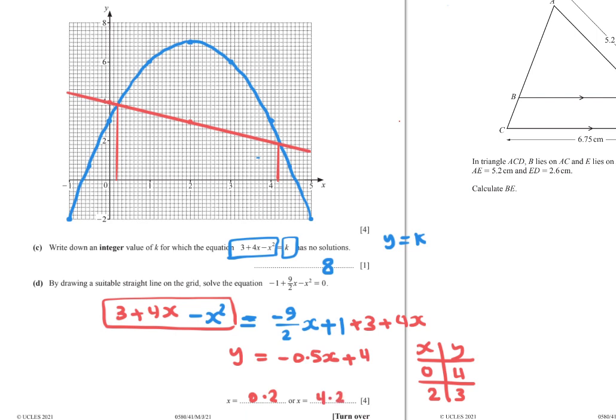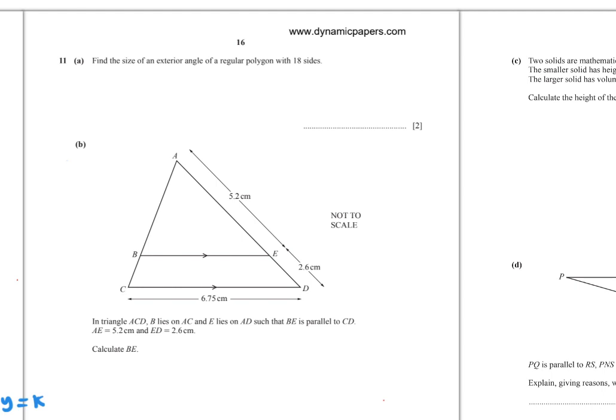We have more practice for this type of question. Number 11A: find the size of an exterior angle of a regular polygon with 18 sides. To find the exterior angle, the sum of all exterior angles is 360, divided by the number of exterior angles, which is 18. If the number of sides is 18, this means the number of interior angles is 18 and the number of exterior angles is 18, so it equals 20.